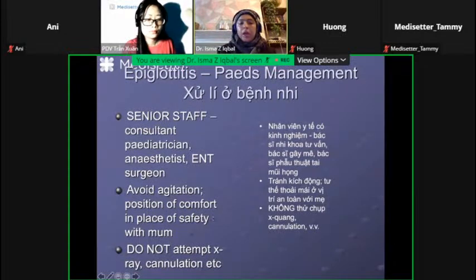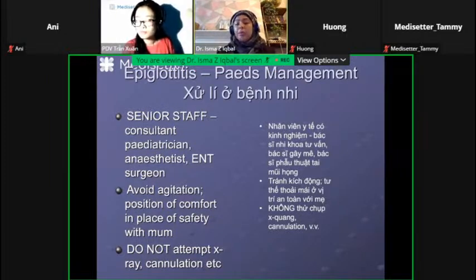So, in terms of staffing, what we would recommend is for a pediatric patient, you have a consultant pediatric clinician and a consultant anaesthetist and ENT surgeon present. So the more senior people within the team.